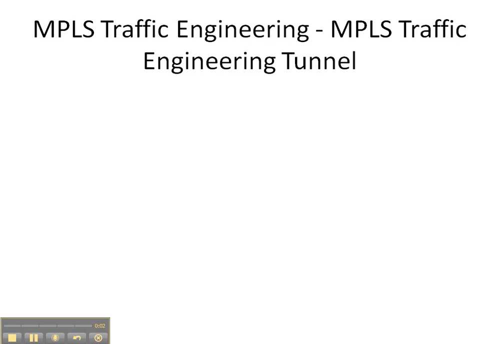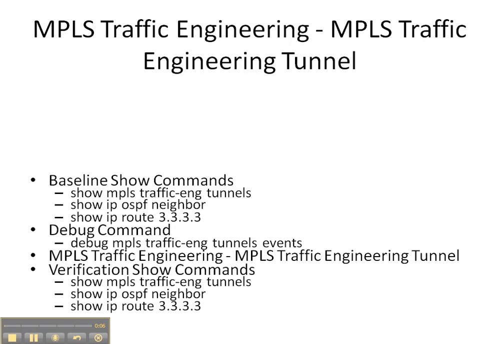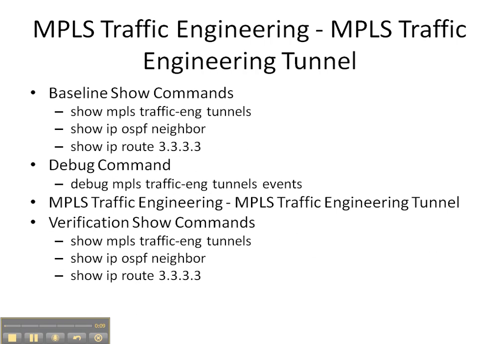In this video cheat sheet, we're going to be configuring an MPLS traffic engineered tunnel. We're going to start off with some baseline show commands of show MPLS traffic engineering tunnels, show IP OSPF neighbor, and show IP route for the specific 3.3.3.3, or router 3's loopback address. Then we're going to enable a debug command of debug MPLS traffic engineering tunnel event so that we can see things unfold as we configure an MPLS traffic engineered tunnel.